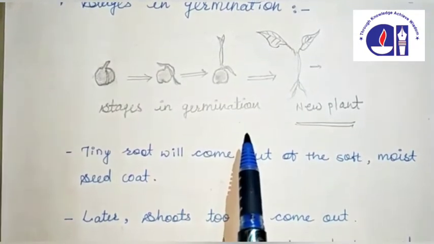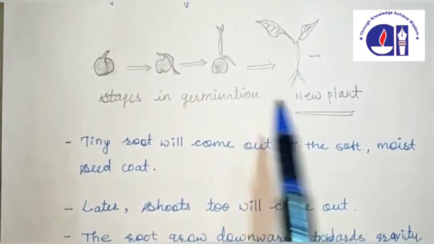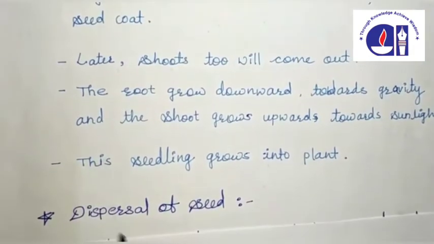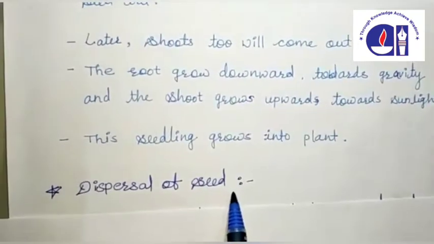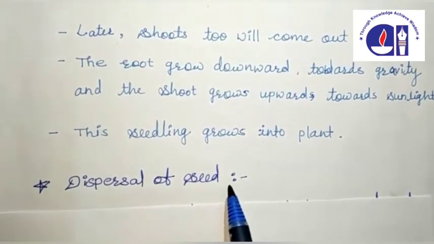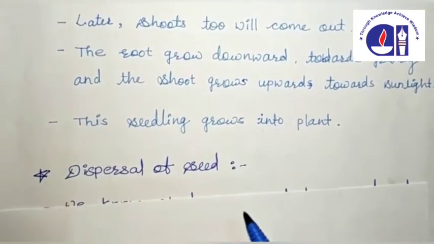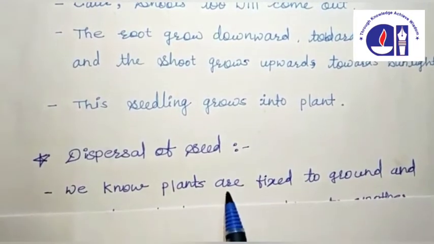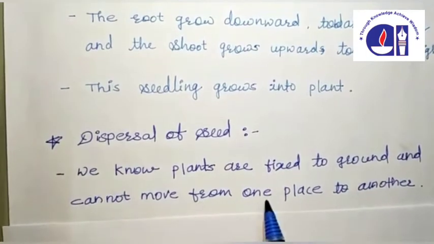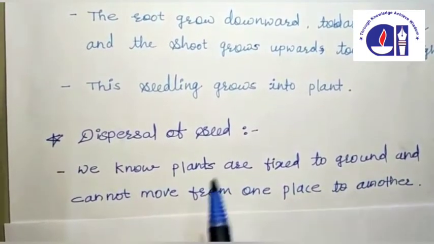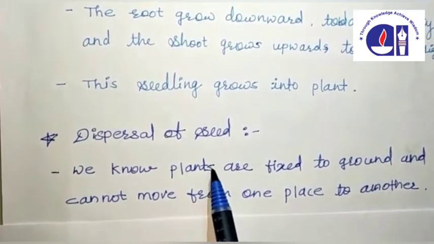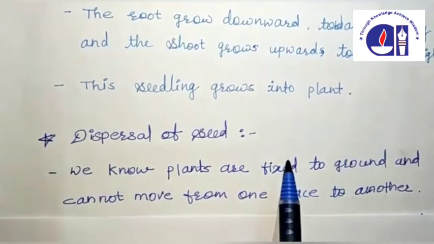Have you understood, students? Okay, now we will see the next point, that is the dispersal of a seed. What do you mean by dispersal? We will see here. Now see students, we already know that plants are fixed to the ground and cannot move from one place to another.